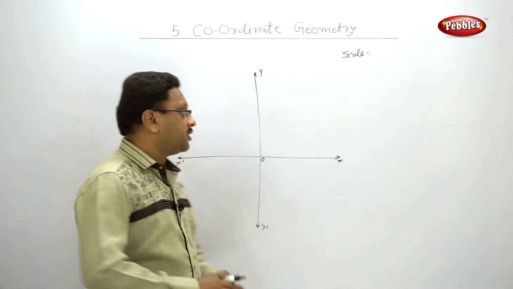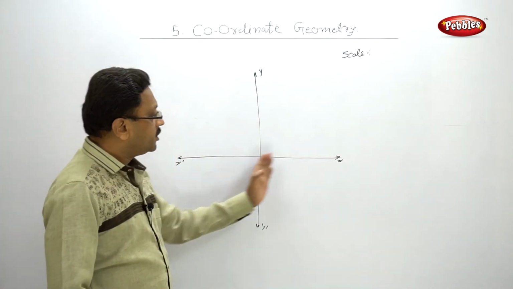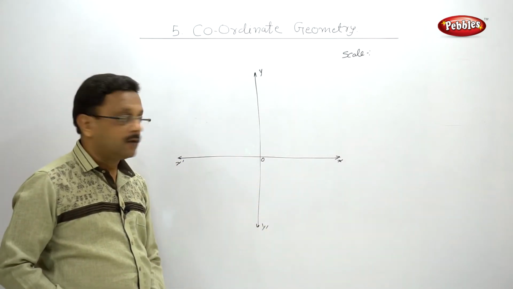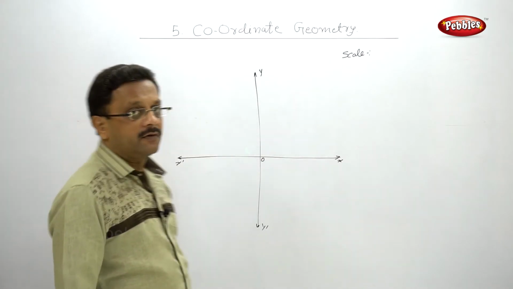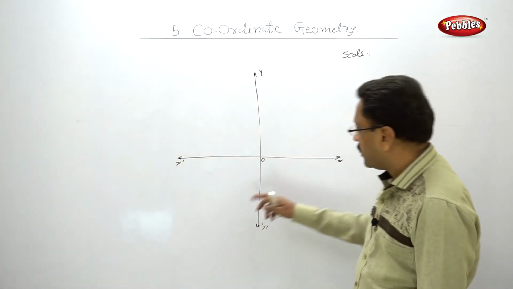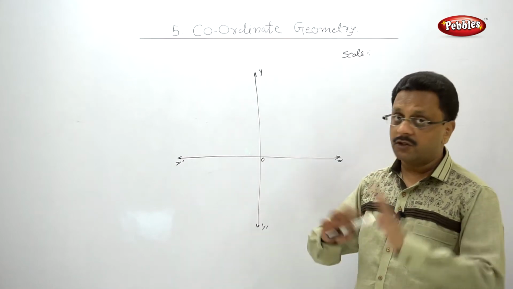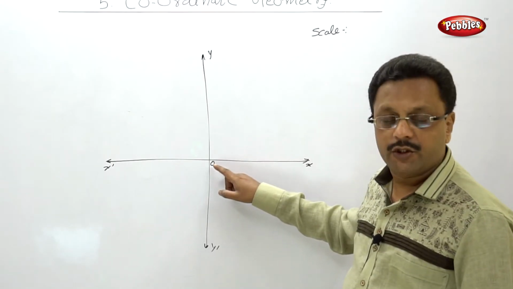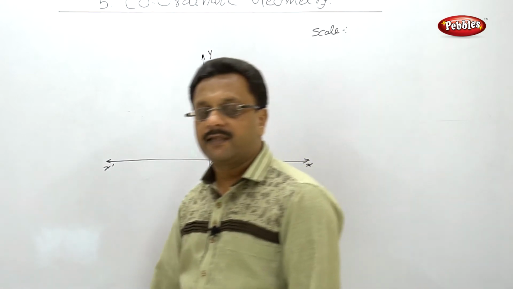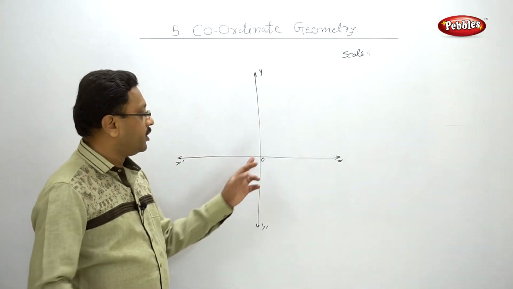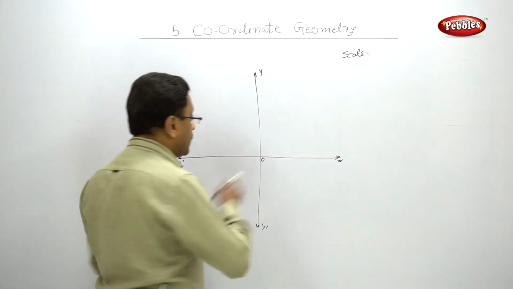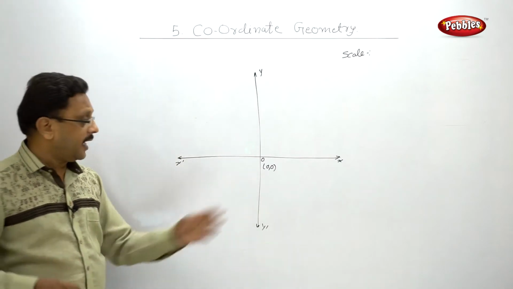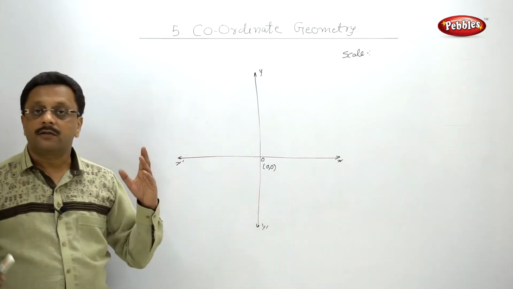Okay? Now in this case, we know that this is the positive side of the x-axis. This is the negative side of the x-axis. We know that this is the positive side of the y-axis and this is the negative y-axis. This we know. What else we know? We know that this is the O, meaning origin, where the x and y axis intersect, and your graph starts from here and this point is considered as (0, 0). What do you mean by (0, 0)? That is, the x coordinate is 0 and y coordinate is 0.